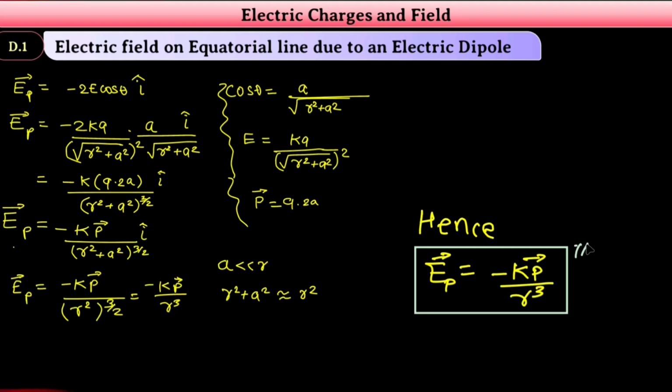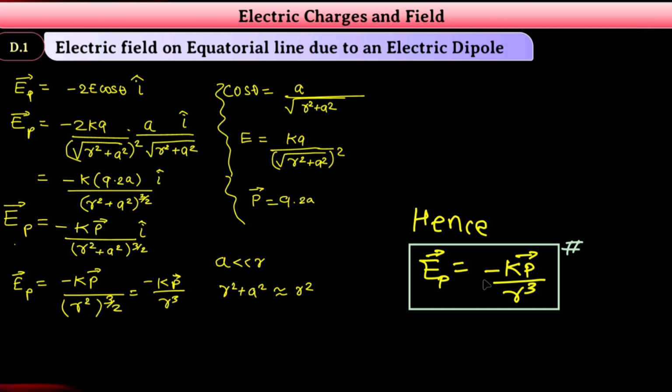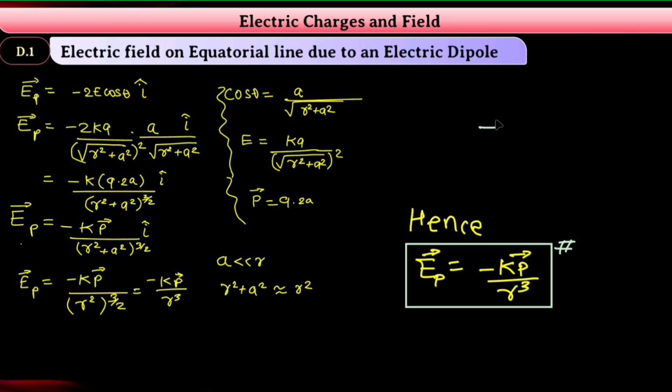This is an important derivation. This minus sign indicates that electric field is anti-parallel to the dipole moment. If we conclude, if this is minus charge and this is plus charge, dipole moment will be along p vector, and the electric field at any point on the equatorial line, suppose here, electric field will be in this direction.